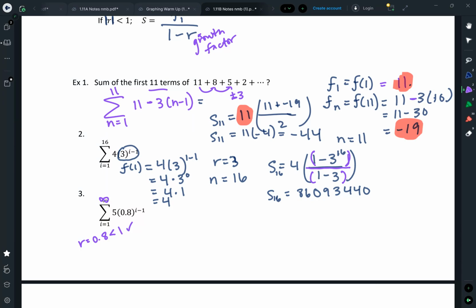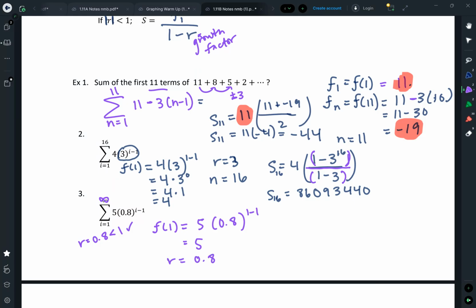And so my formula says I need my first term. Well, in this case, it's going to be f of 1. So 5 times 0.8 to the 1 minus 1 power. That's going to be a 0 power. It's just going to be a 5 times 1, which is just 5. And I need r, and r is 0.8.